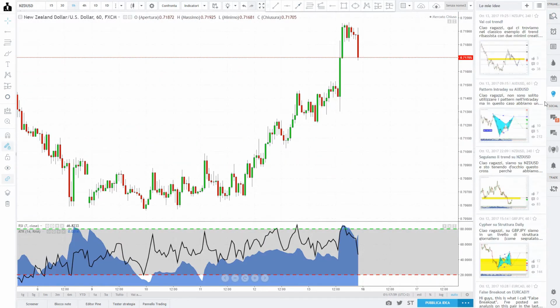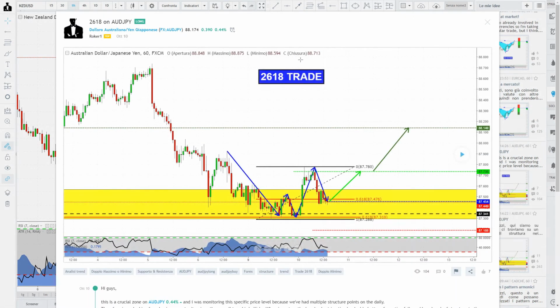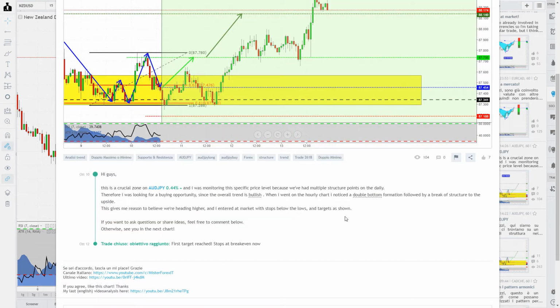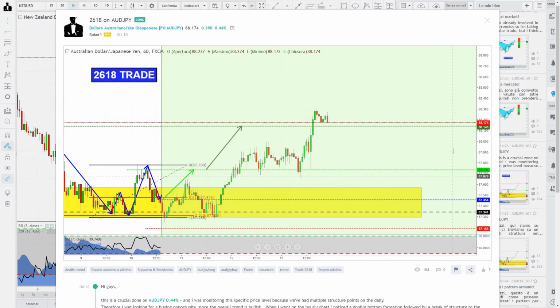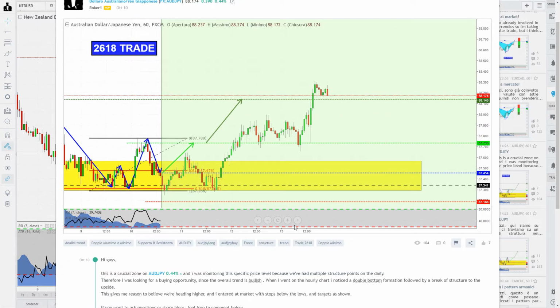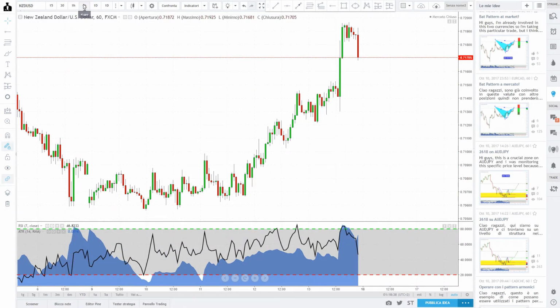By the way, we actually had one very good trade with dollar yen, a 2618 trade, and it was right on two targets. I invite you to follow me on TradingView in order to receive an email every time I publish some of this analysis. So why New Zealand dollar?